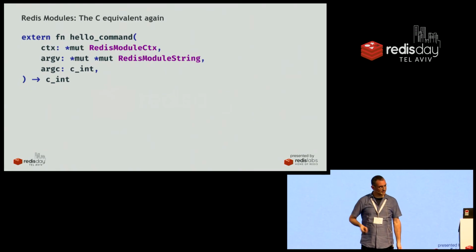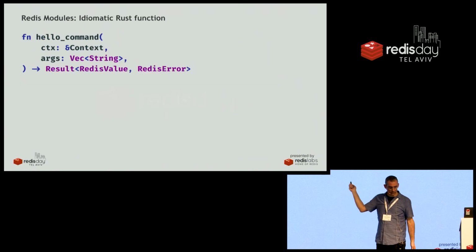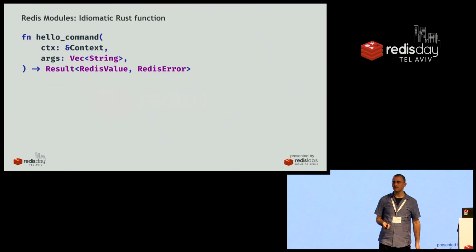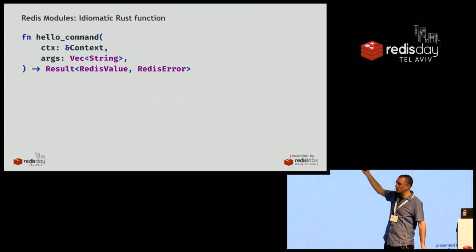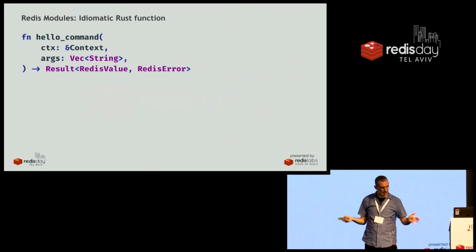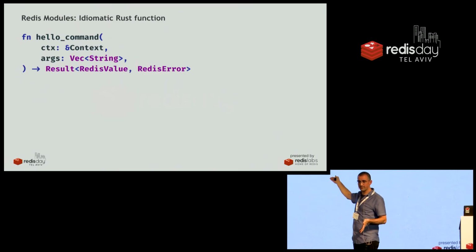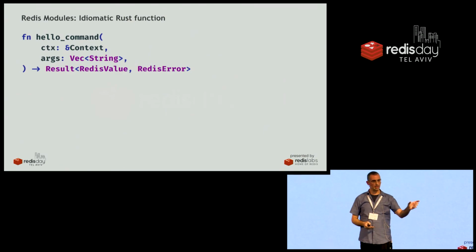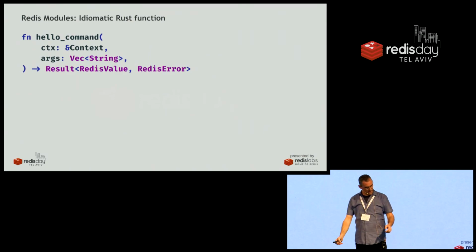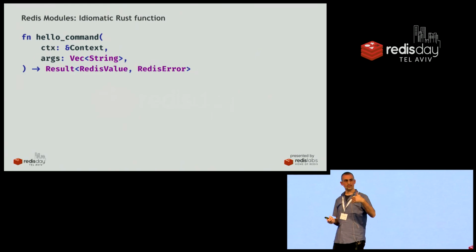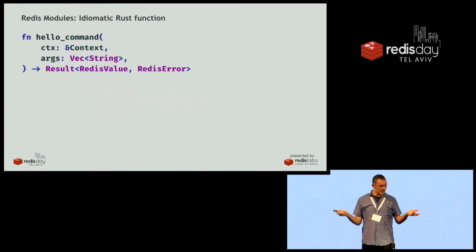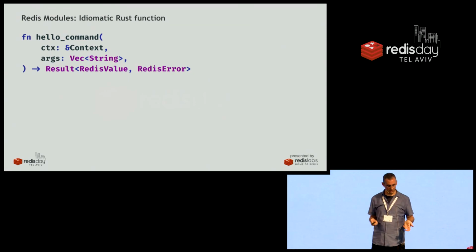So going back to the C equivalent that we saw, in Rust, we would like to write a Redis command like this. We would like to use the type-safe context, which is just a safe reference, not a raw pointer. We would like to pass a vector of strings as the arguments instead of a pointer plus a counter. And we also would like to return a result, which can either be a Redis value or a Redis error. A Redis value will serialize the correct data with the Redis protocol, and a Redis error will send an error message to the user. It should be transparent and easy for me as somebody who writes a module.